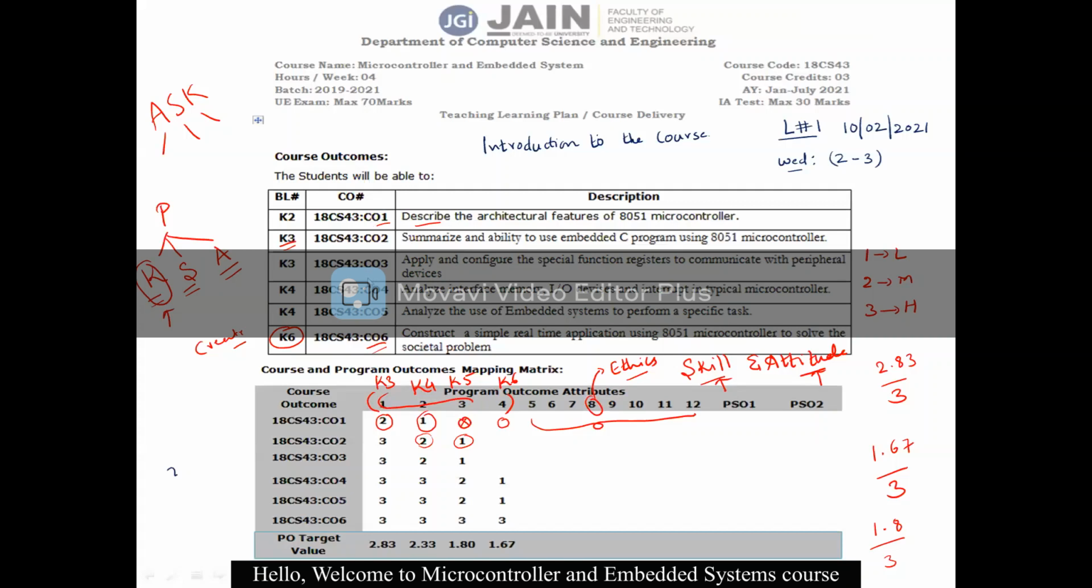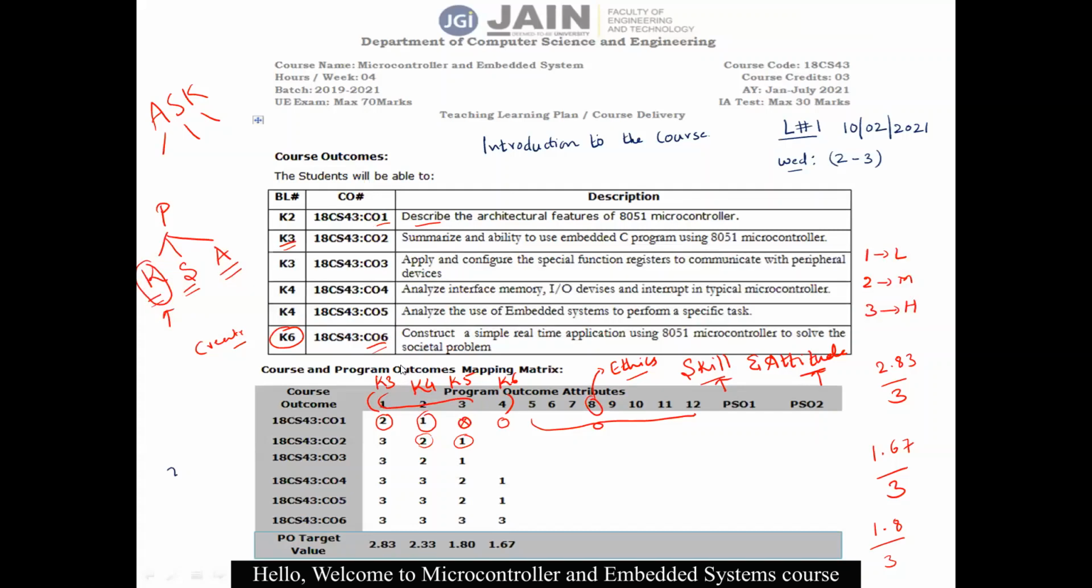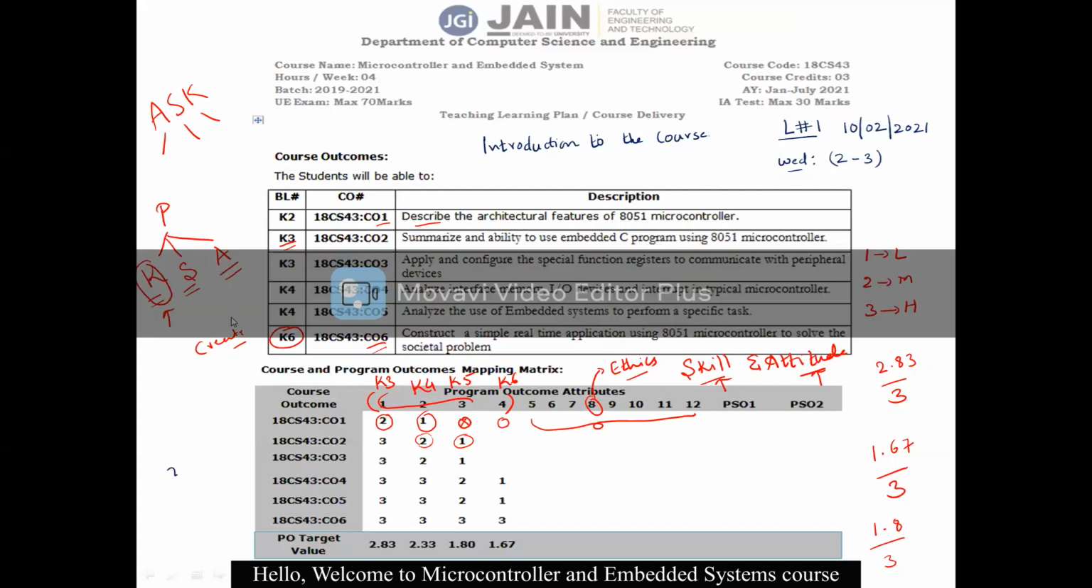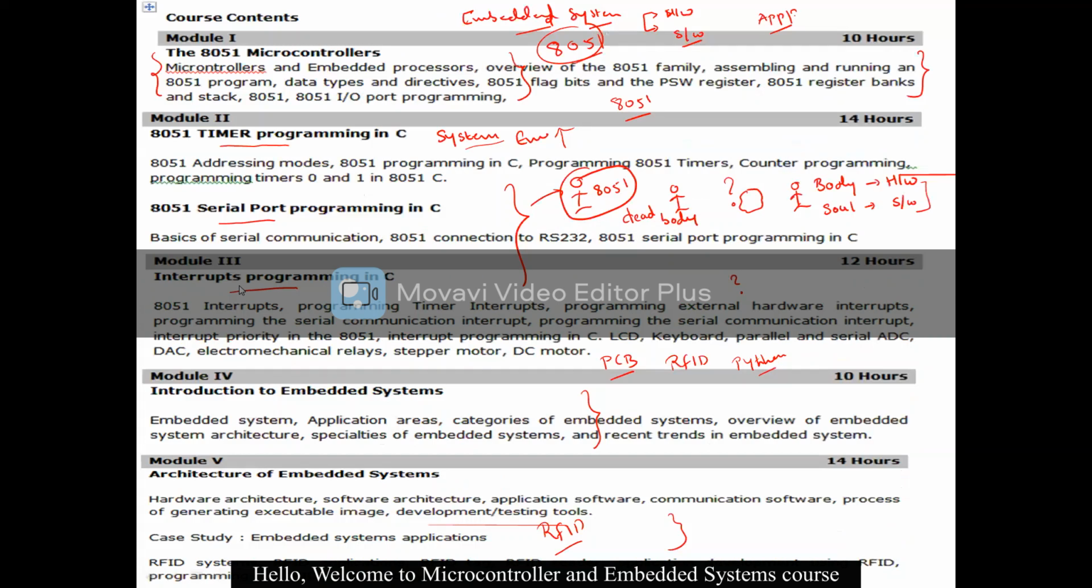Already we have introduced to the course that we have 6 course outcomes and how this mapping has been done. And from the accreditation board, we have 12 program graduate attributes, which are further classified into knowledge base, skill base, and attitude base. And then we have totally 5 modules in this course.